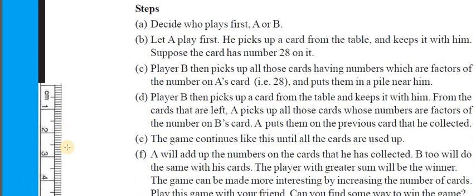How to play? He's giving the steps. We'll see what steps he has given here. Decide who plays first, either A or B. We'll think A is going to play first. He picks a card from the table and keeps it with him. Suppose the card has the number 28 on it.